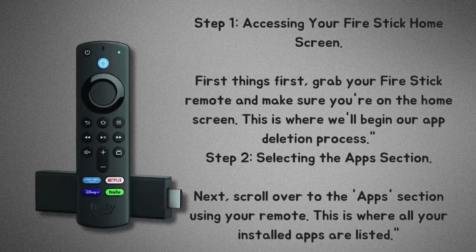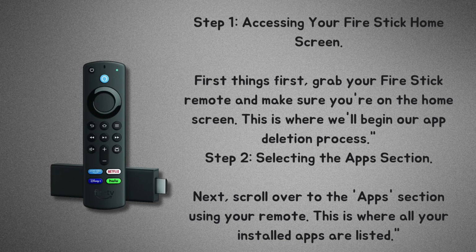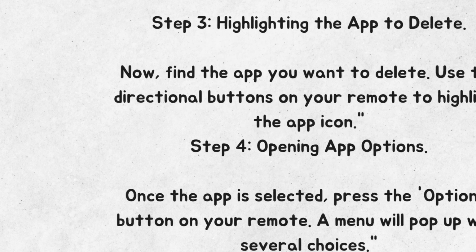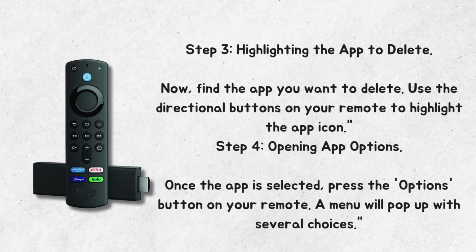Step 2. Selecting the Apps section. Next, scroll over the Apps section using your remote. This is where all your installed apps are listed. Step 3. Highlighting the app to delete. Now, find the app you want to delete. Use the directional buttons on your remote to highlight the app icon.